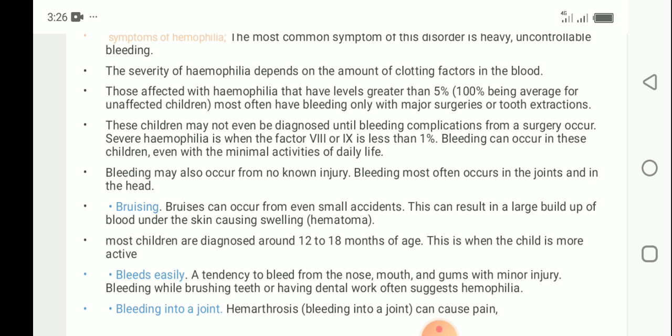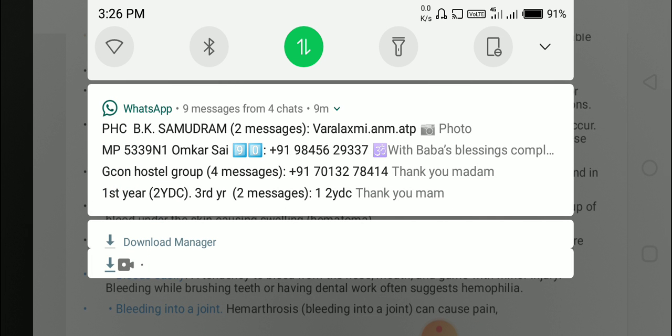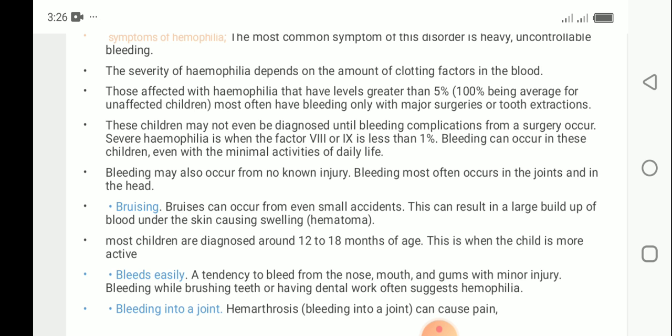These children may not even be diagnosed until bleeding complications from a surgery occur. Severe hemophilia is when factor 8 or 9 is less than 1% in these patients. Bleeding can occur in these children even with minimal activities of daily life. It means when there is a cut or injury in daily work also, even then the bleeding is more.